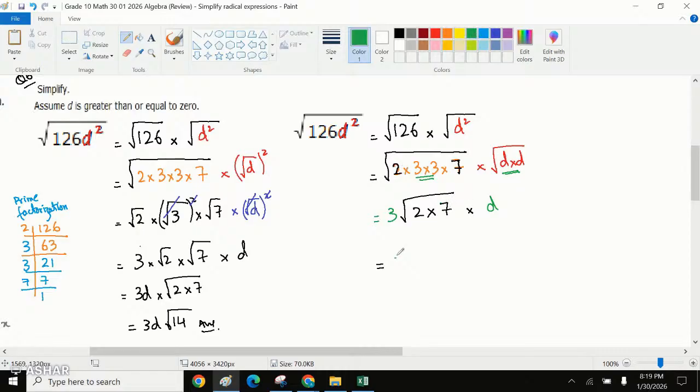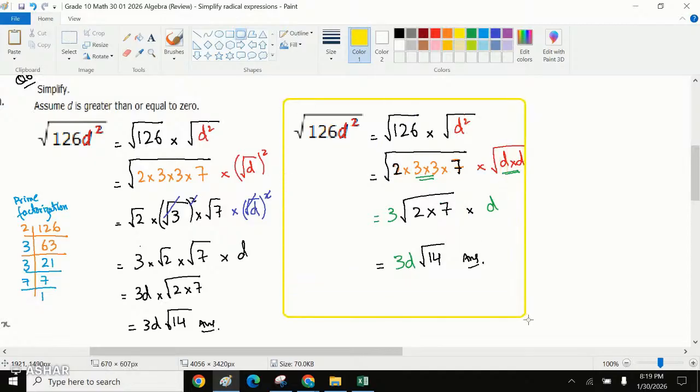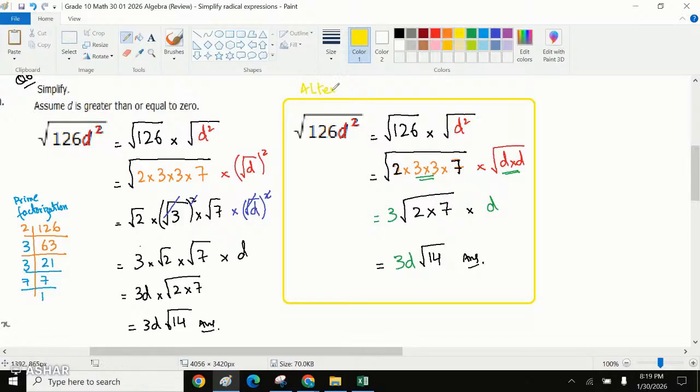That means 3 multiplied by d would be 3d, and this is radical 14. This is your final answer, right? So this is just an alternate way to solve this question, and they both are exactly the same thing.